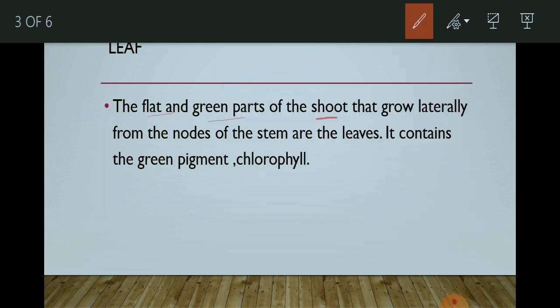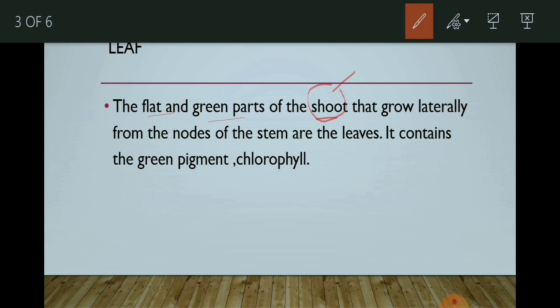You know very well what a shoot is. The two main parts of the plant are root and shoot. The portion of the plant which is under the soil is known as root, and the portion of the plant which is above the soil is known as what? Shoot. Now the leaf is one of the important parts of the shoot, that is, it lies above the soil.